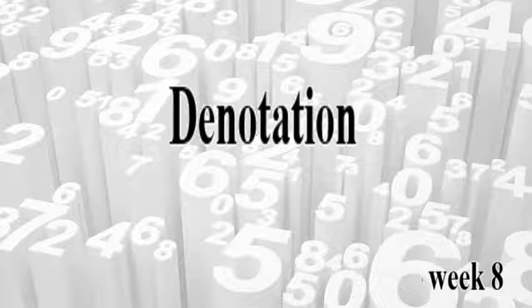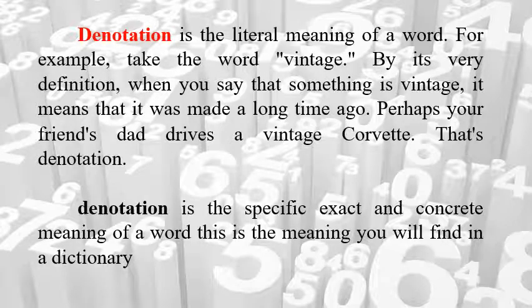Now let's move on to denotation. So what is denotation? Denotation is the literal meaning of a word. For example, take the word vintage. By its very definition, when you say that something is vintage, it means that it was made a long time ago. Perhaps your friend's dad drives a vintage Corvette. That's denotation. Denotation is the specific or exact and concrete meaning of a word. This is the meaning you will find in the dictionary.